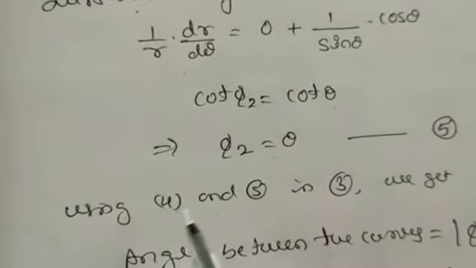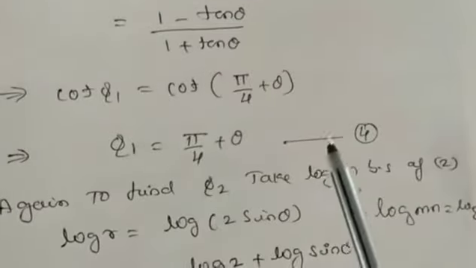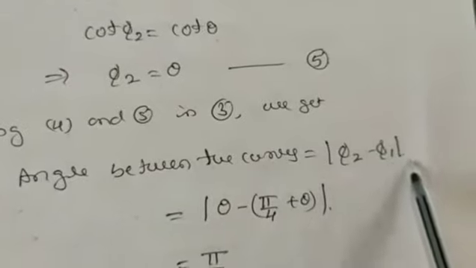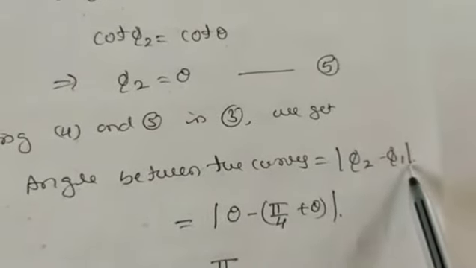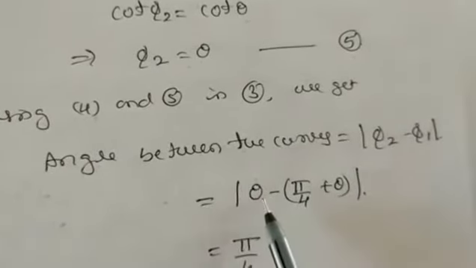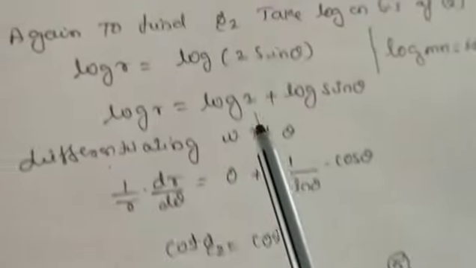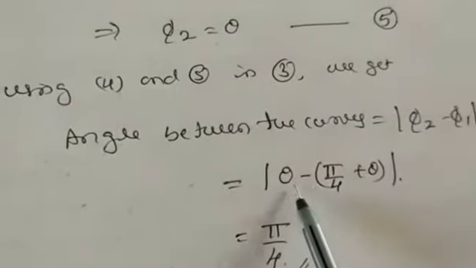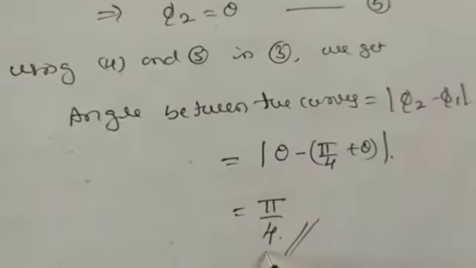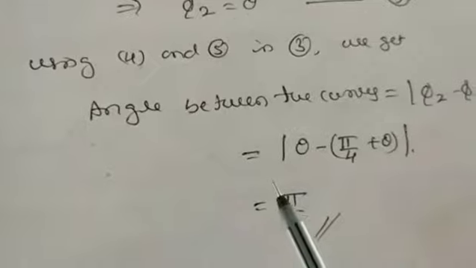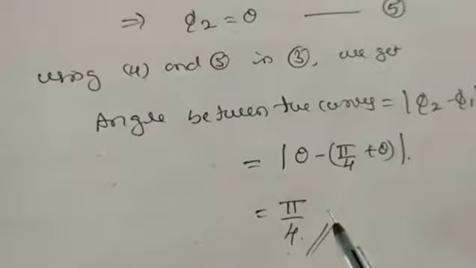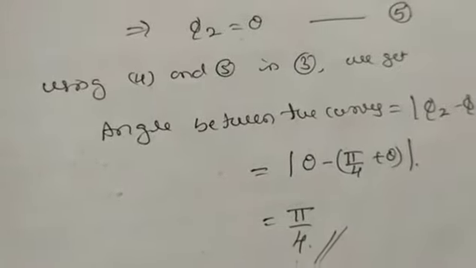Now using these two equations, 4 and 5, the angle between two curves is mod of phi 2 minus phi 1, or we can take phi 1 minus phi 2. There is no difference because it is mod, which means you have to consider the positive value only. So phi 2 is theta and phi 1 is pi by 4 plus theta. Substitute here, theta gets cancelled. We have only minus pi by 4. Because of the mod it is pi by 4. This is the angle between these two curves, r equals sin theta plus cos theta and r equals 2 sin theta. So this is about this problem.